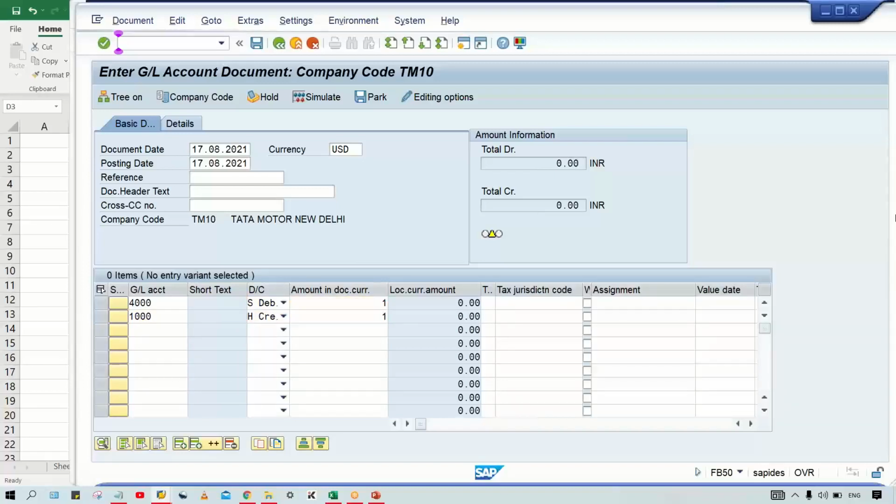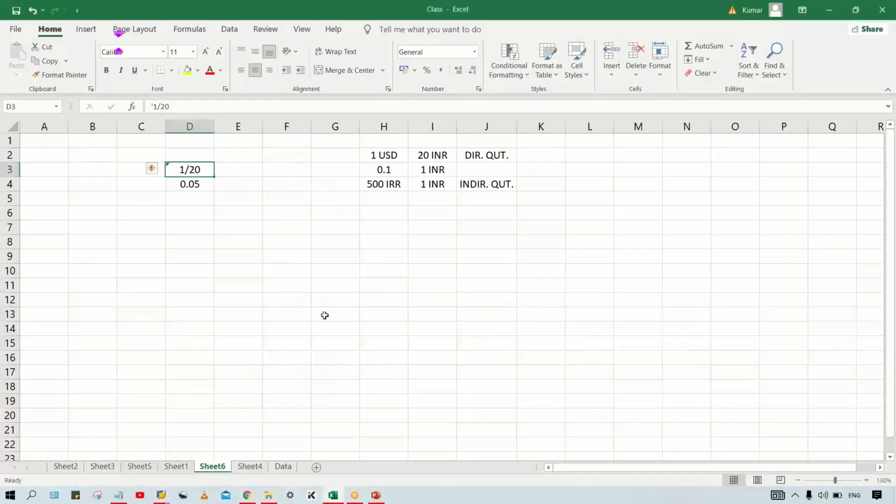One and one and press enter. Look at here, same 20. Right? So here, direct quotation and indirect quotation. Generally, in which case are we going to maintain direct quotation and in which case are we going to maintain indirect quotation?